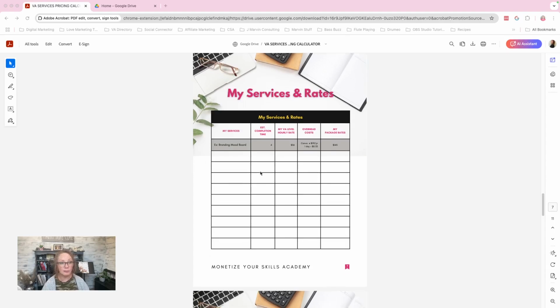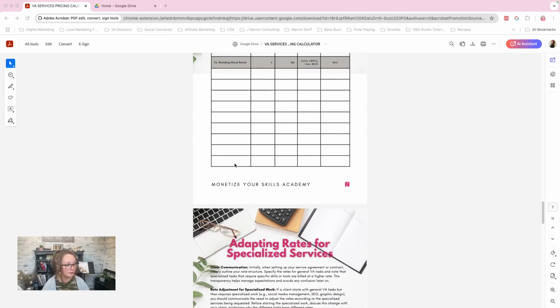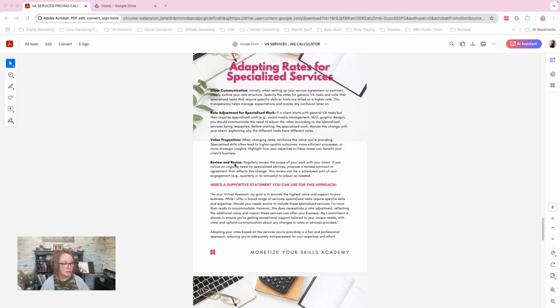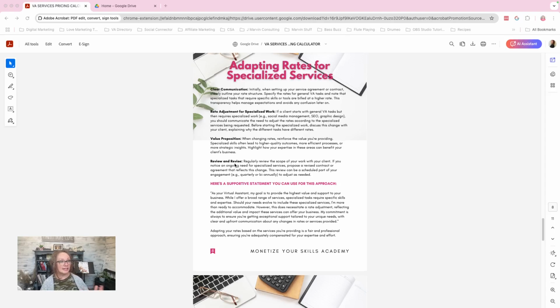And there's plenty of room on here. You can print this out as many times as you want. And when you're adjusting your rates, just use this sheet over and over, okay? And then there's a little bit more information here in the guide. It's all about adapting your rates for specialized services, okay?